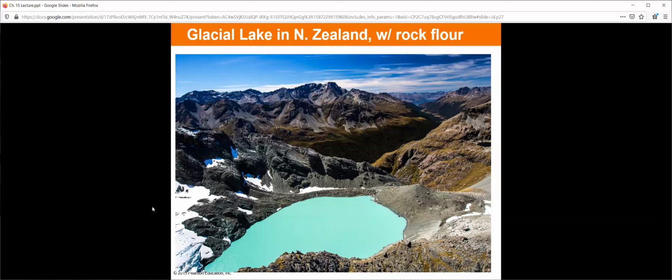Glacier Lake in New Zealand with rock flour. Again, if you look around that lake, what do you see? Very fine powdery material. That's because the glacier rubbed it all up and powderized the original rock that was there.